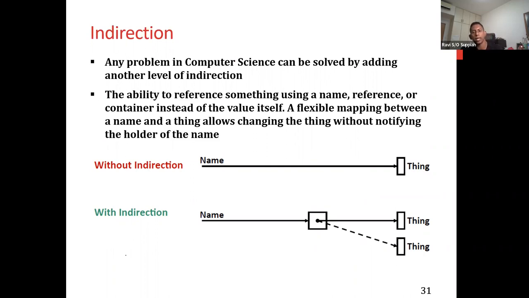That means, instead of saying that I directly talk to an address, what I do is I talk to a box, and the box is what I'm interested in, but the box can reference different addresses at different times. Okay, so that is the idea of indirection.